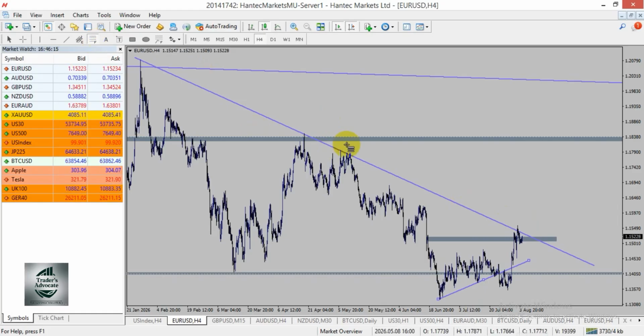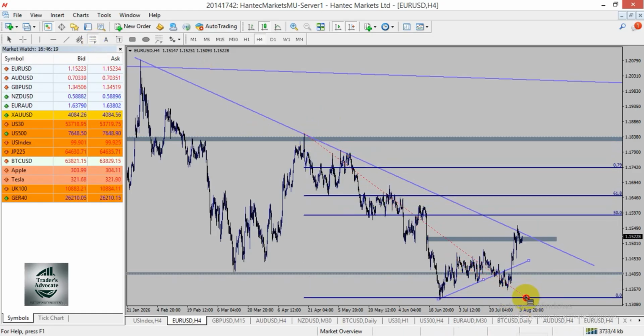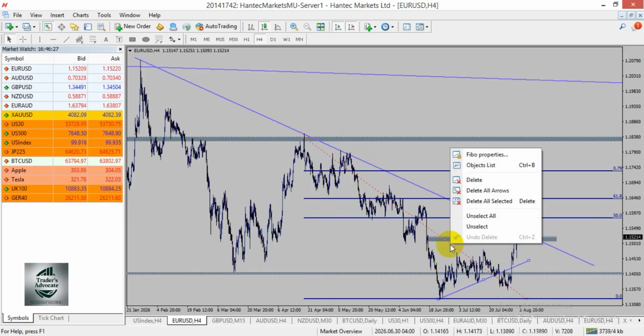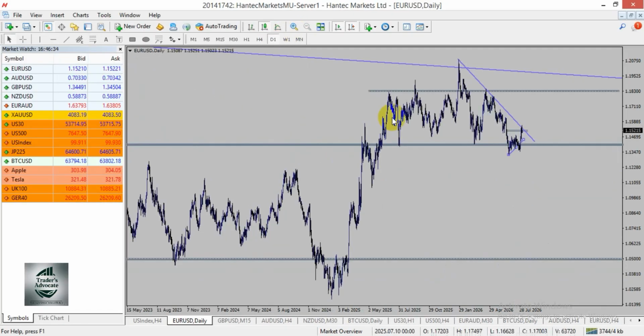And if I bring out my Fibonacci from swing high to swing low, you realize the market came shy from the 50% Fibonacci line. I'd be surprised if we push maybe a little bit to the upside, but in truth, I'm not interested in going long for Euro USD. I'm not interested in going long.